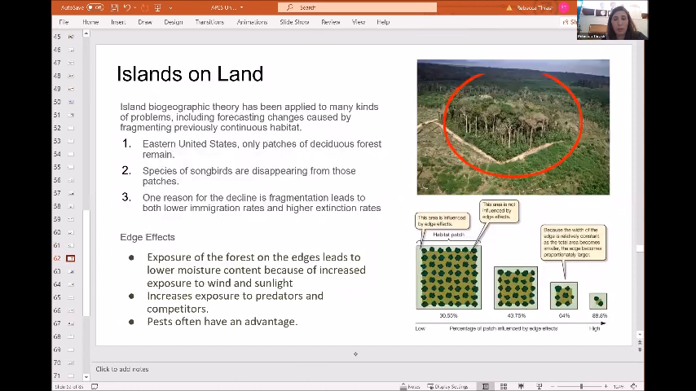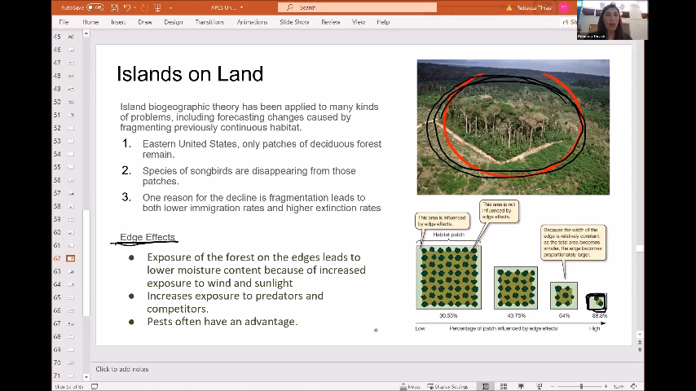So where we see this mostly is fragmentation of forest area. So we can also call these islands on land. So when we take a forested area and we make it into these super small patches, not only do we decrease the area that species have to survive, which then drives down biodiversity, but we also make it more difficult for those individuals that are there to even live. So we call these things edge effects.